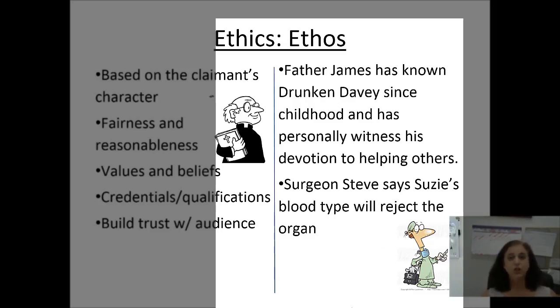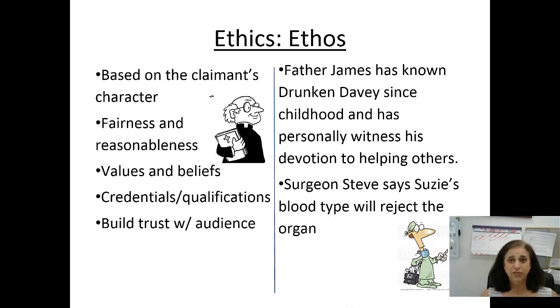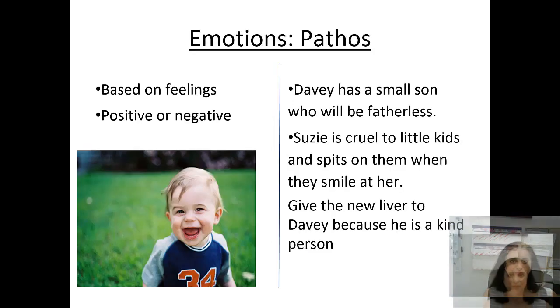Based on these two experts in their field, what conclusion would you draw? Most of you would say Drunken Davy should get the liver. He's basically a good person, and Susie, her body's going to reject that organ. The organ is not going to successfully extend her quality of life.